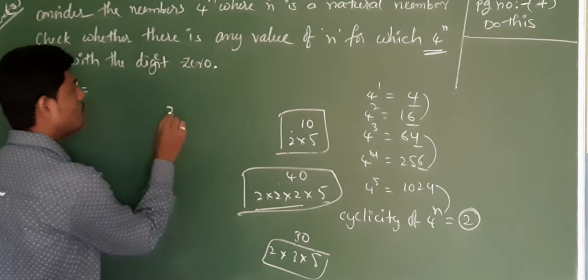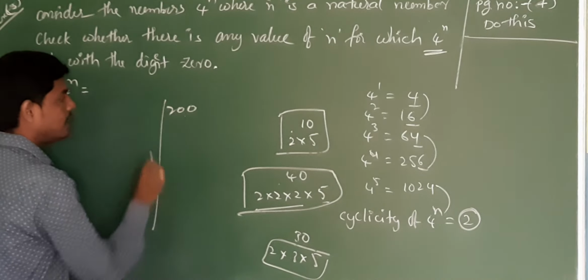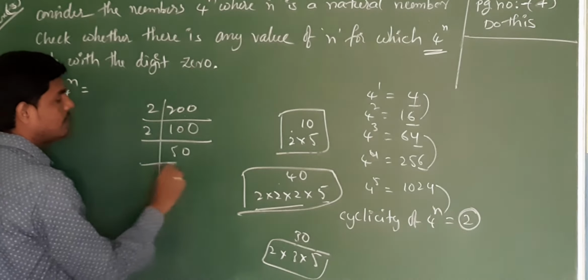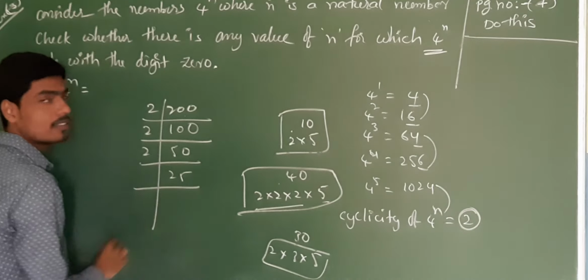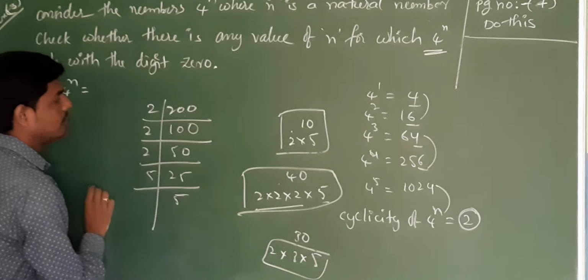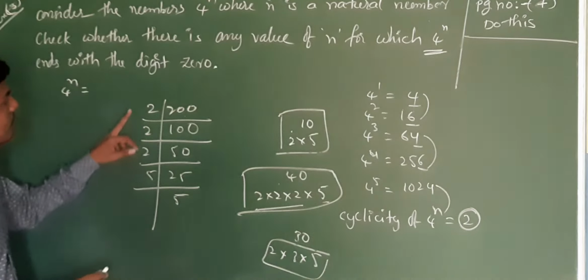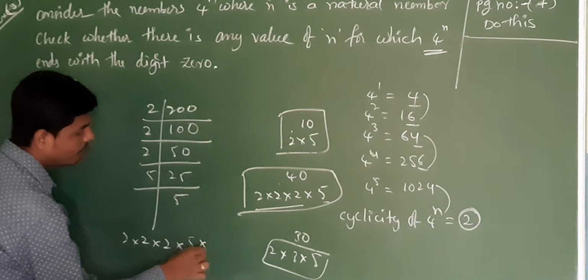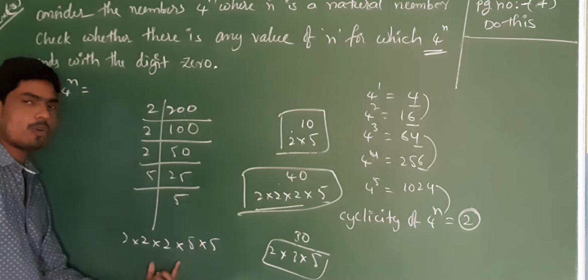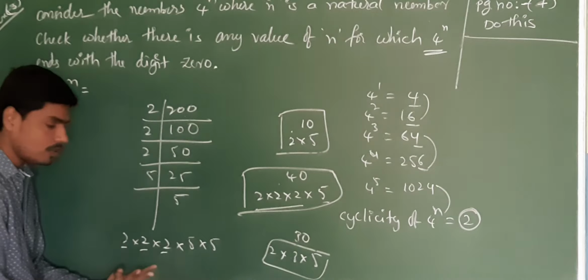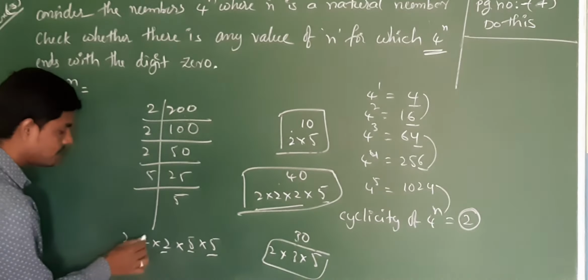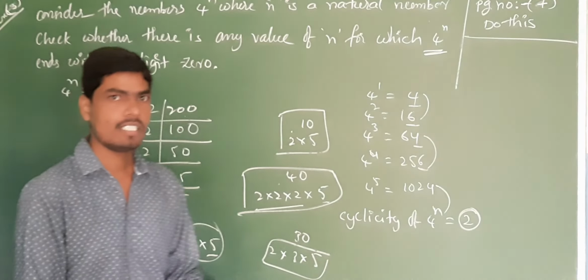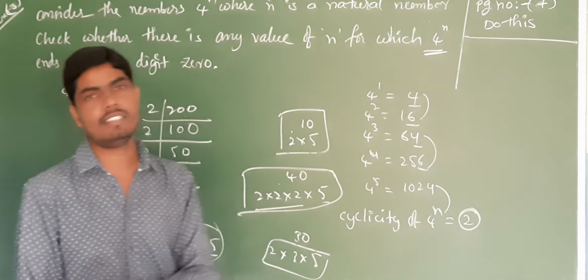Let us take for example 200. So 200, how many you can write? Take prime factorization. 2 hundreds, 2 50s, 2 25s, 5 5s. So 2 into 2 into 2 into 5 into 5. See, in this prime factorization of 200, there are 3 2s and 2 5s. That means 2 2s and 2 5s are there, you will get 2 zeros. Like that, if 3 2s and 3 5s are there, you will get 3 zeros.